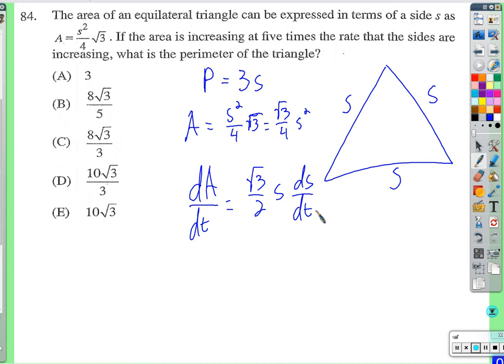The area is increasing at 5 times the rate that the sides are increasing. What is the perimeter of the triangle? So, dA/dt is 5 and ds/dt is 1. Say what? You make dA/dt 5 and ds/dt 1.